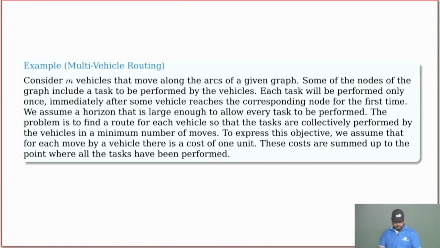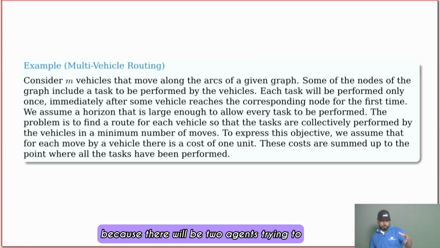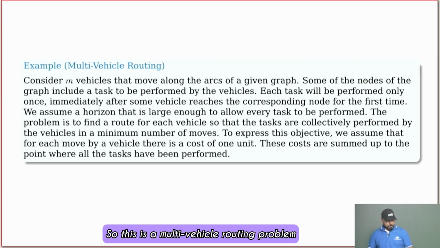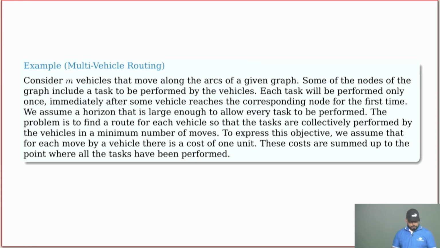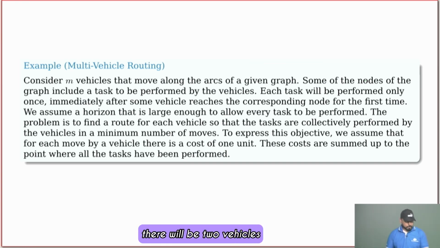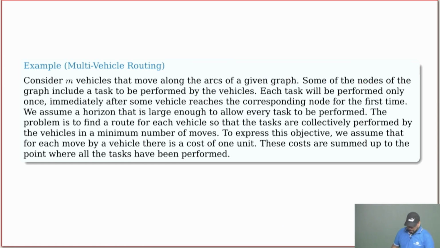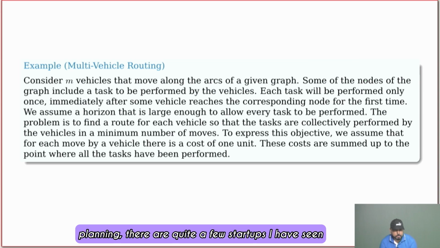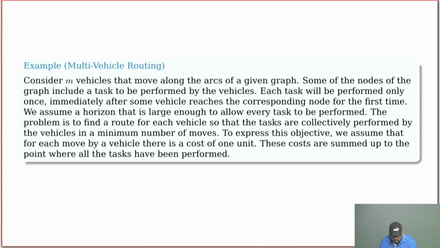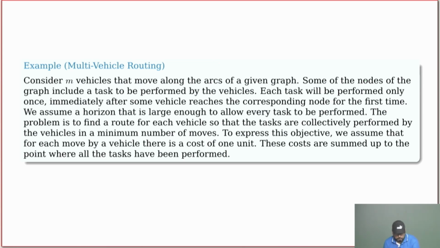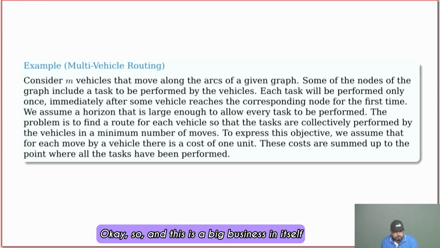You can think of this again in the multi-agent framework, because there will be two agents trying to improve their policy using rollout. This is a multi-vehicle routing problem, where there will be two vehicles, and it's a routing, planning problem. There are quite a few startups I have seen, and I have also met some of these people at a conference. Their whole idea is to do this multi-vehicle routing, the routing of trucks and so on. And this is a big vehicle routing problem.